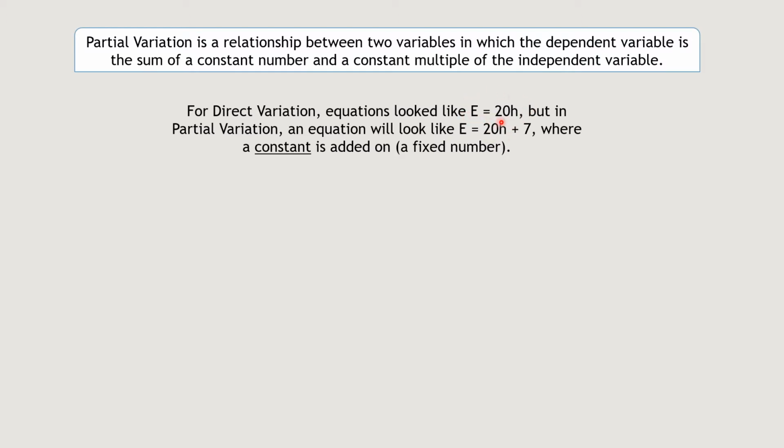Direct variation doesn't have that extra constant added on. So direct variation doesn't have a constant added on, a fixed number. That's how we tell by looking at the equation.